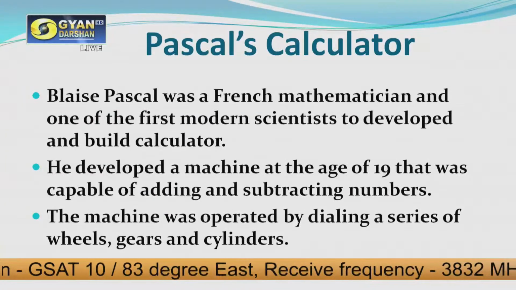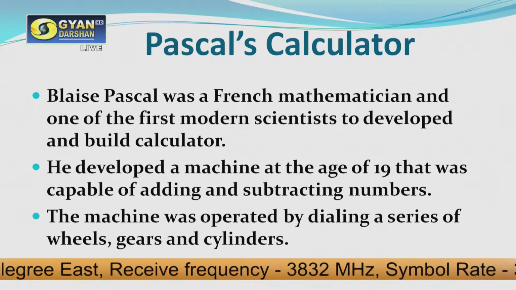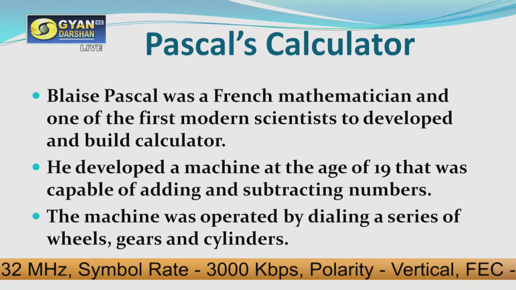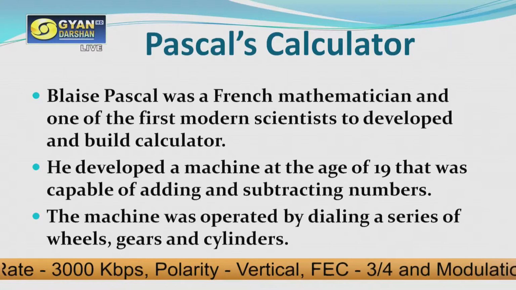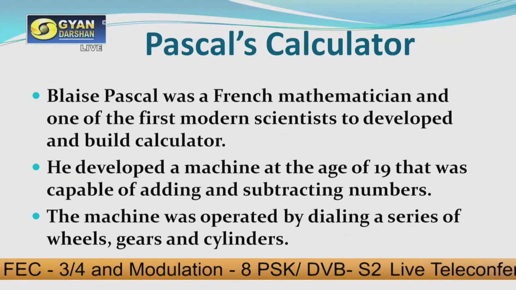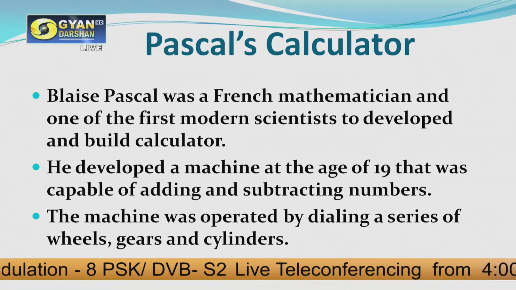The fourth one that we can discuss here in this series is Pascal's calculator. Blaise Pascal was a French mathematician and one of the first modern scientists to build a calculator. He developed a machine at the age of 19 that was capable of adding and subtracting numbers. The machine was operated by dialing a series of wheels, gears and cylinders. This Pascal's calculator, once again, is not a digital device. However, we can call it a mechanical device. So it has a series of wheels, gears and cylinders. So this is Pascal's calculator.